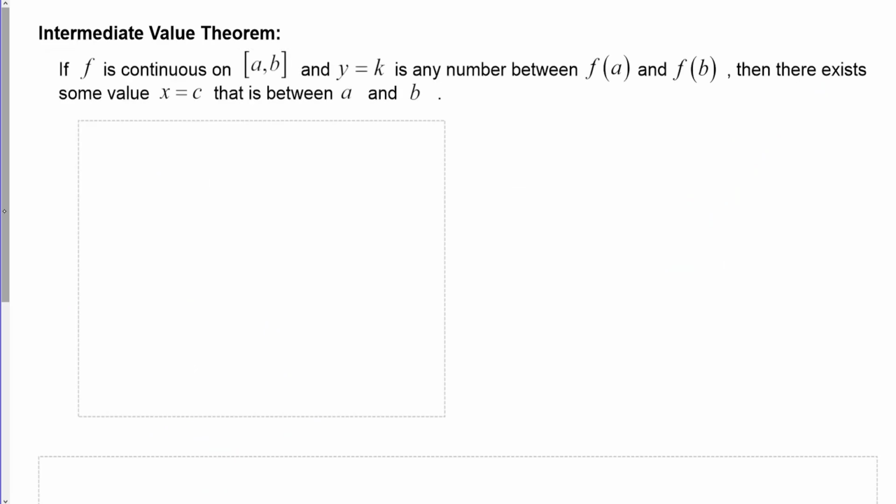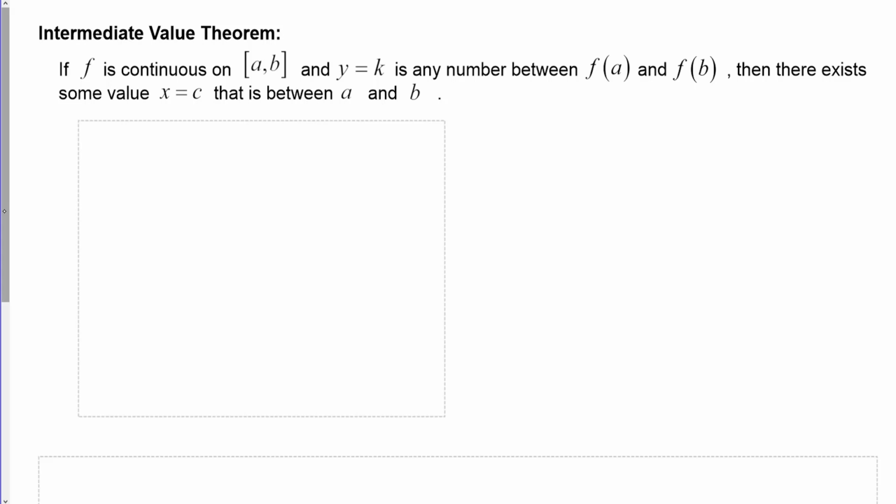The intermediate value theorem says that if f is continuous on the closed interval from a to b, and y equals k is any number between f of a and f of b, then there exists some value x equals c that's between a and b. So the key here is continuity, because if a function is continuous, we know that there's no asymptotes, there's no breaks. It's very predictable, okay?